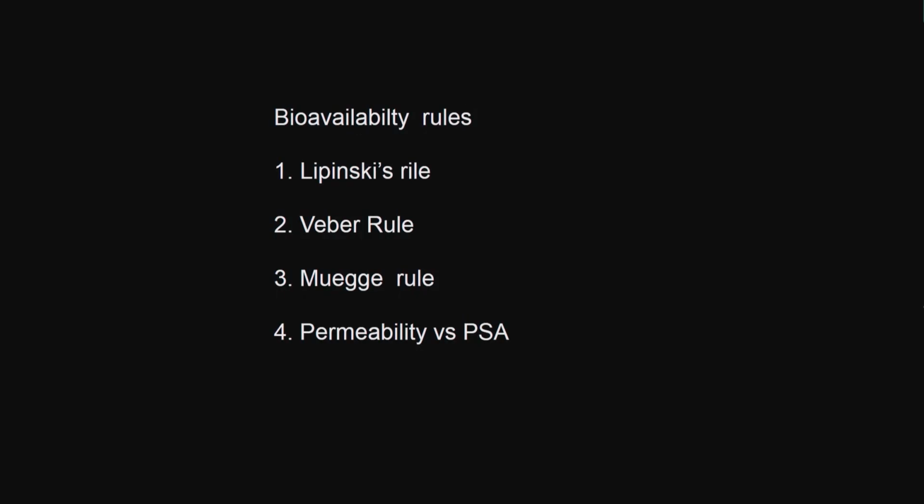Before that, in the previous class we looked at various bioavailability rules: Lipinski's rule of 5, Weber rule, Muegge rule, permeability versus polar surface area. These rules are very important when you are looking at oral bioavailability of molecules. Many softwares do the calculations and check whether these rules are satisfied. As we go along, we are going to see some more rules as well.